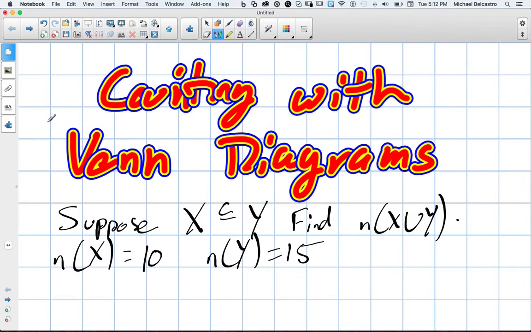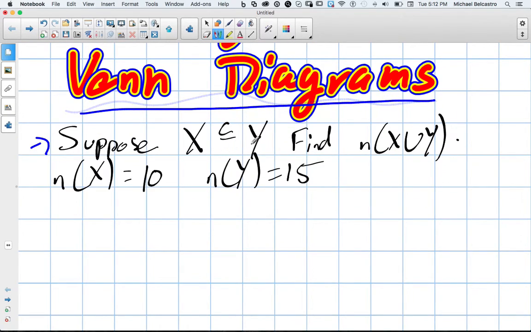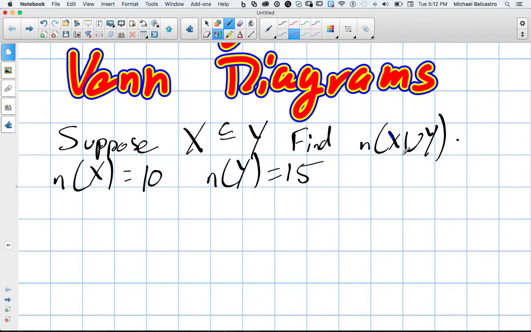Okay, we're going to look at counting with Venn diagrams. So they've given us our explanation. We're going to use a Venn diagram to try to figure this out in the formula. And they said, suppose x is a subset of y. Find x, and this essentially stands for or y.